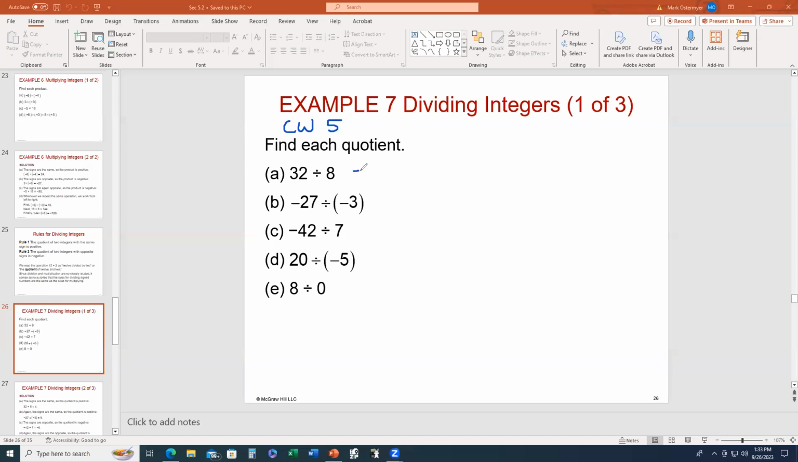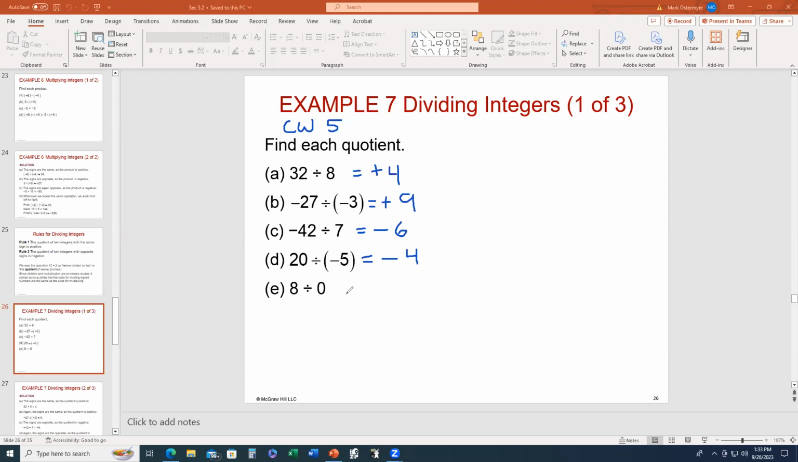All right, a positive 32 divided by a positive 8. A positive divided by a positive is a positive 4. A negative 27 divided by a negative 3. A negative divided by a negative is always a positive 9. A negative 42 divided by a positive 7. A negative divided by a positive is always a negative, negative 6. Positive 20 divided by a negative 5. A positive divided by a negative is always a negative, negative 4.